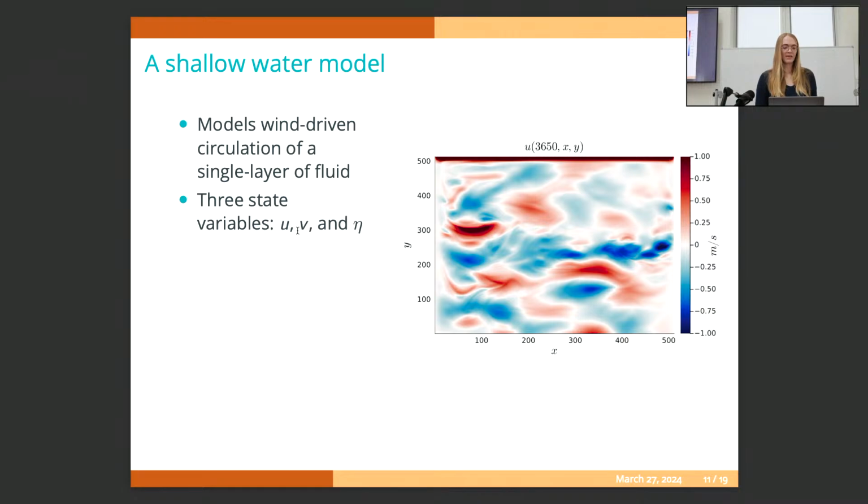I have three state variables in my system: u, v, and eta. u and v are the components of my velocity vector. Eta is the surface displacement, so as I circulate the fluid, my fluid kind of waves.